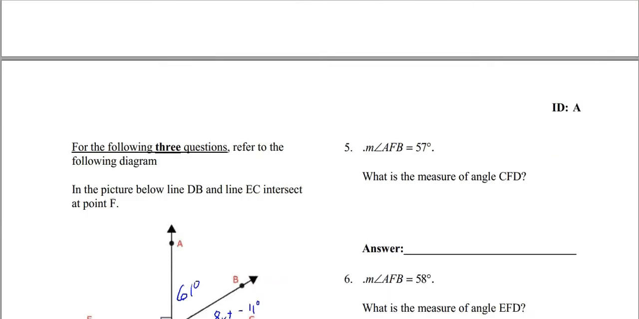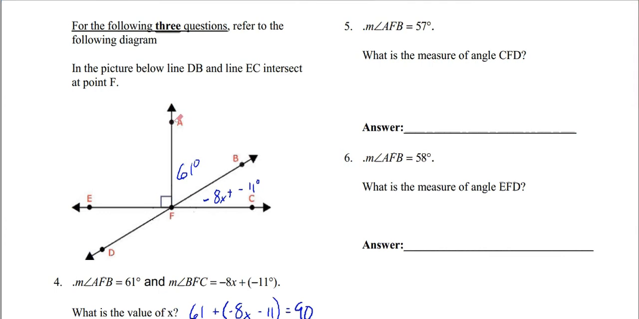We're referring to the same diagram now, but for number 5, I'm going to erase the stuff that we used previously. And if you hear any thumping noises, it's just my kids running around. AFB, same angle, is 57 degrees this time. What is the measure of CFD? What's the connection between AFB and CFD? Nothing directly, but we know how big BFC must be because AFB and BFC must add up to that 90 degrees right there. So it must be 33 degrees.